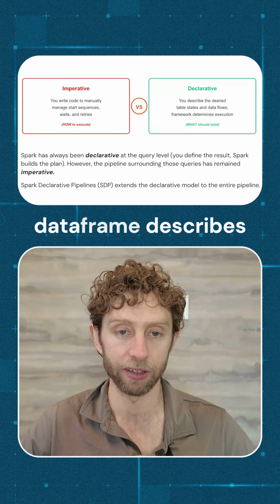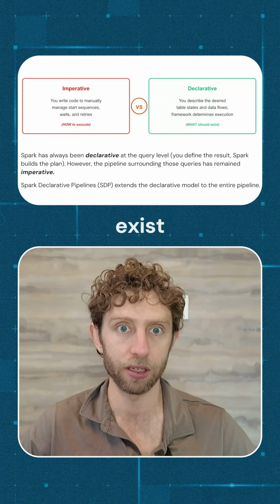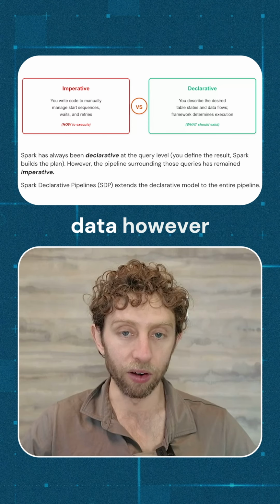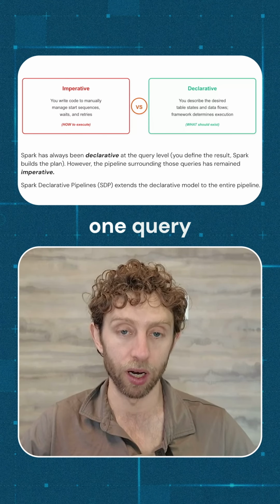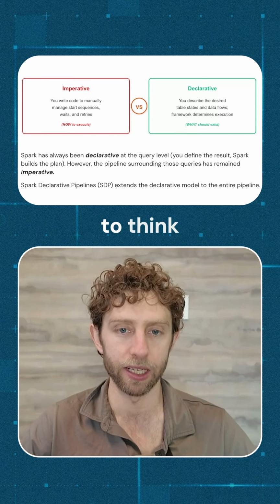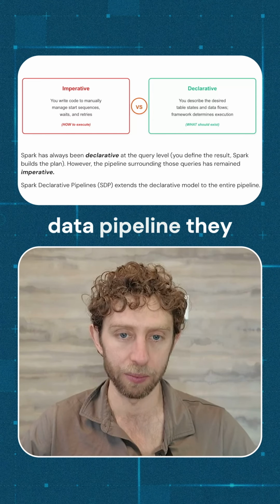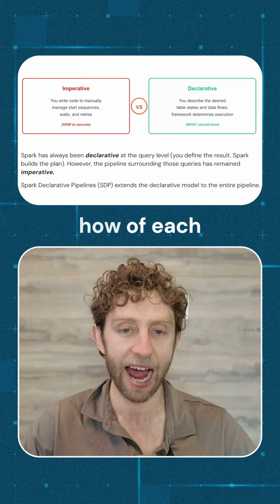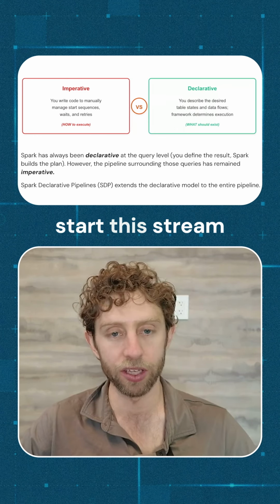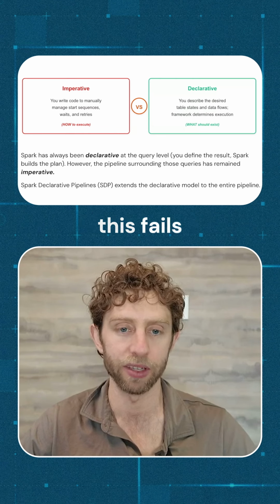Your query or data frame describes the data that you expect to exist, and the Spark engine is responsible for building a plan for how to produce that data. However, as soon as you wanted to write more than one query, you'd be on your own to figure out the execution plan. Spark developers have still needed to think imperatively when building a data pipeline. They've needed to write scripts to manage how each of the queries in their pipeline runs. Start this stream, wait for that table, retry if this fails.